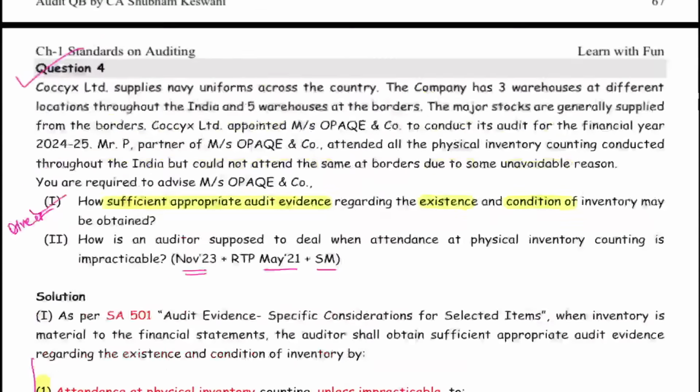Done? Done, sir. Now talking about the inventory, we are moving to the last case of inventory, that is inventory is with some third party. Please take 2 sips of water and get ready.